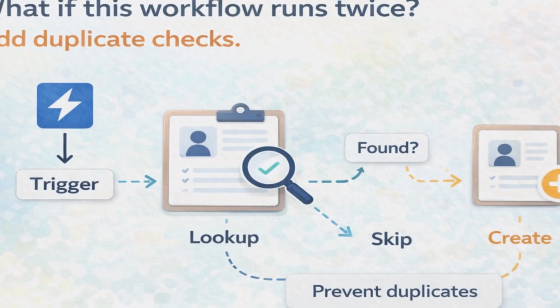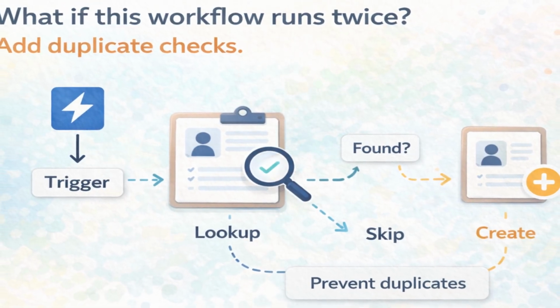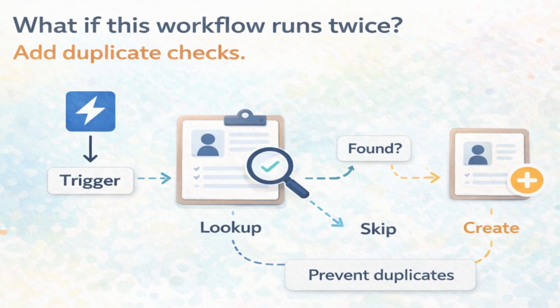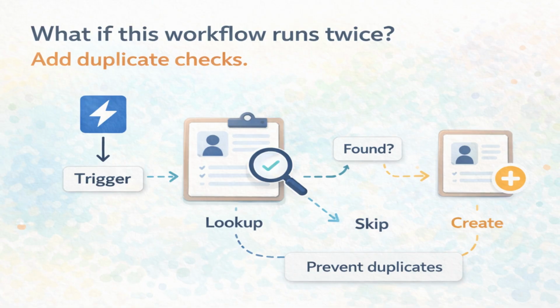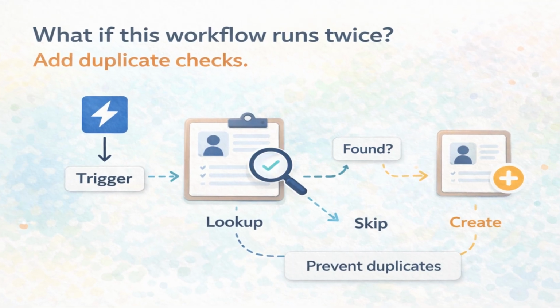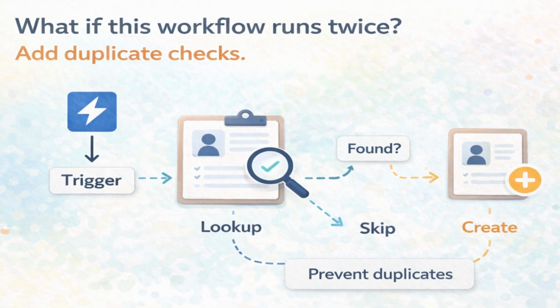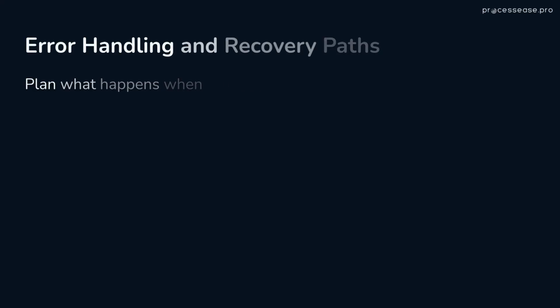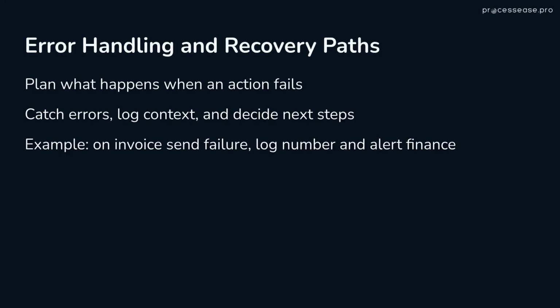Ensuring idempotency prevents duplicate records or charges. Always ask, if this workflow runs twice by mistake, what happens? If the answer is a mess, add checks like look up first, then create only if not found. Once duplicates are under control, the next reliability layer is error handling, designing what the workflow should do when a step fails. It catches errors, logs context, and decides next steps. For example, wrap the send invoice step so failures log the invoice number and alert finance.